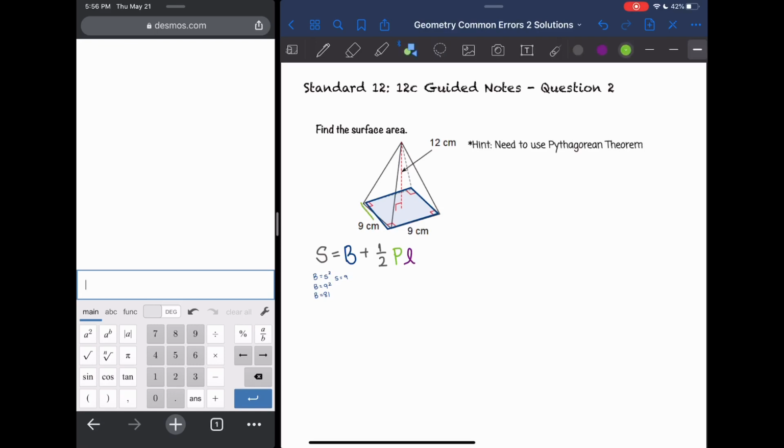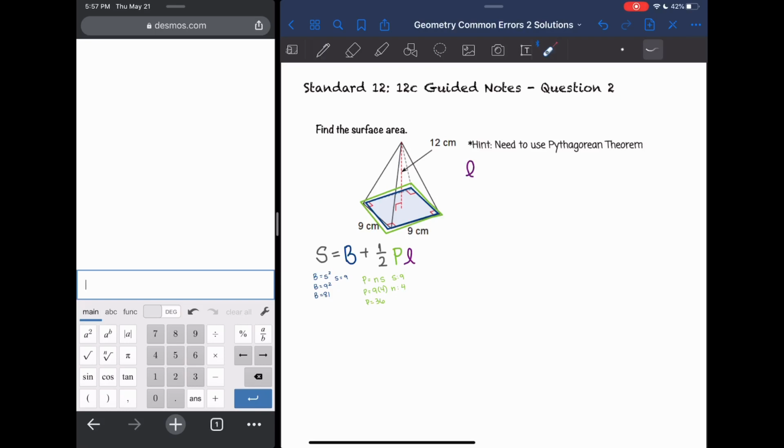The perimeter of the base goes around the edge of the square. Since it's a square, the perimeter can be found by multiplying the number of sides times the side length. Our side length, as we said, is 9, and the number of sides in a square is 4. So our perimeter is 9 times 4, making our perimeter 36. And we'll save this perimeter measure alongside the area measure while we find the slant length.